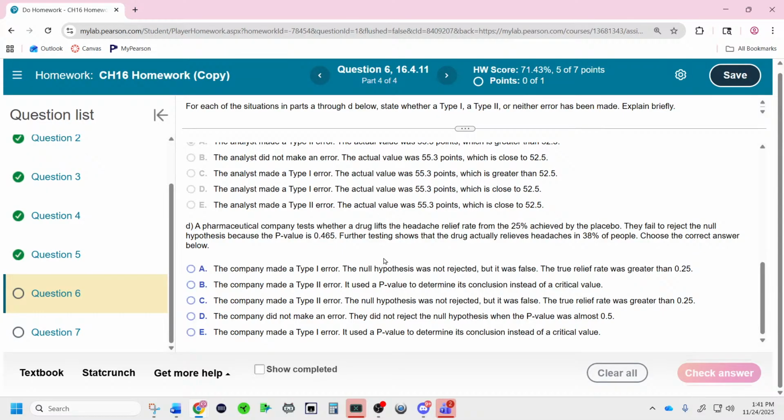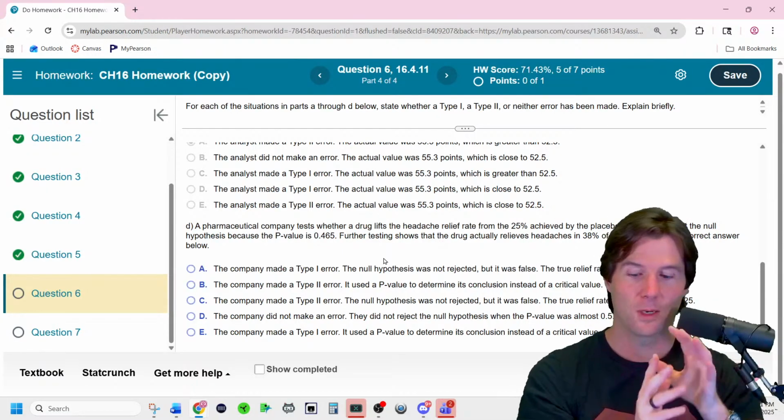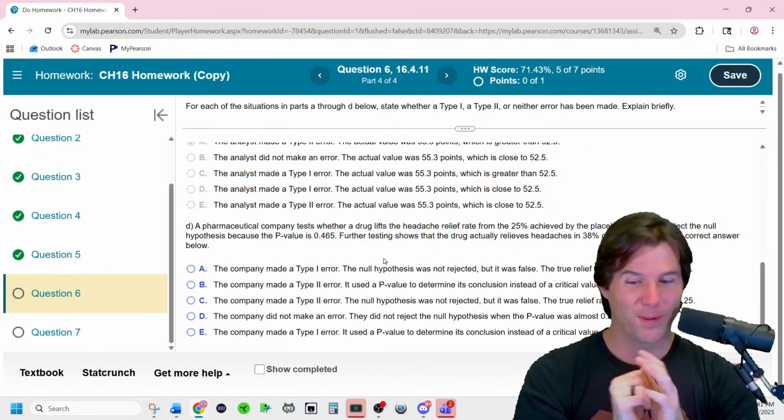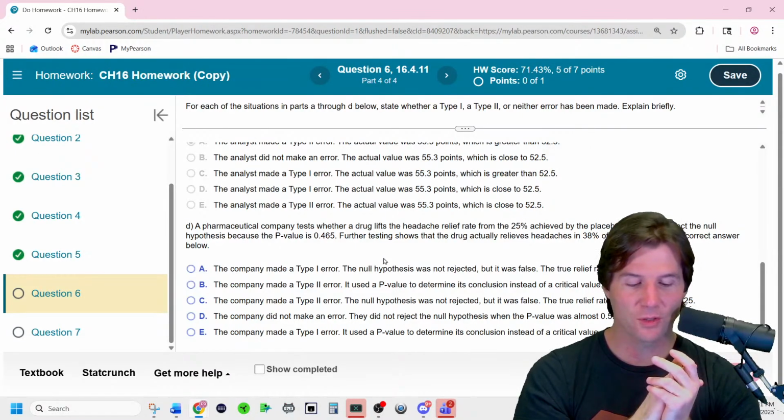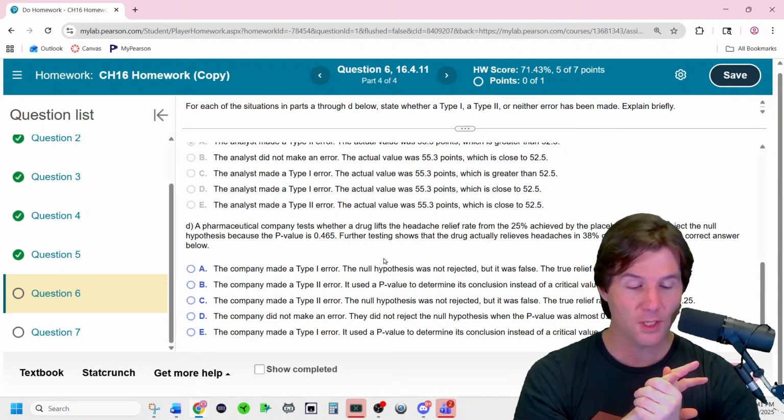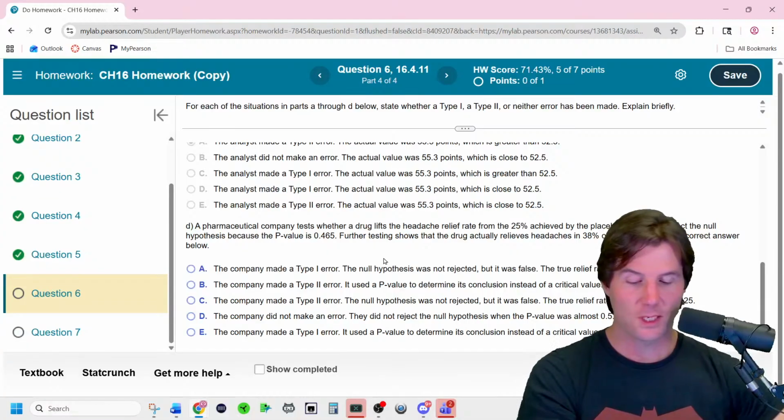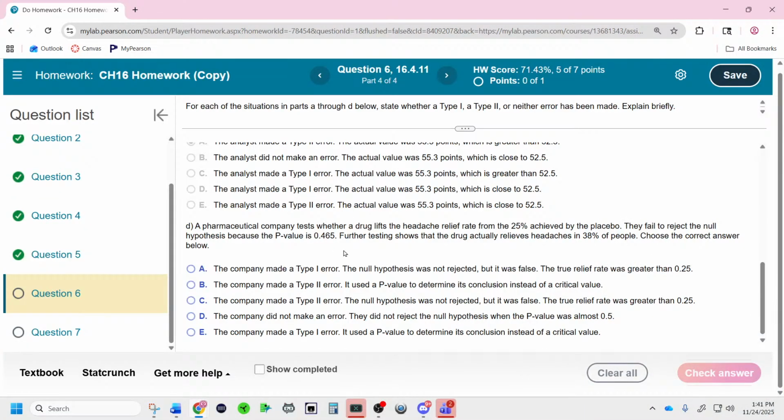A pharmaceutical company tests whether a drug lifts the headache relief rate from 25% achieved by placebo. They failed to reject the null, so they can only make a type 2 error, with a p-value that's super high. Further testing shows that it actually relieves the headaches of 38% of people. Okay, so this is definitely a type 2 error because it turns out it actually does relieve headaches.